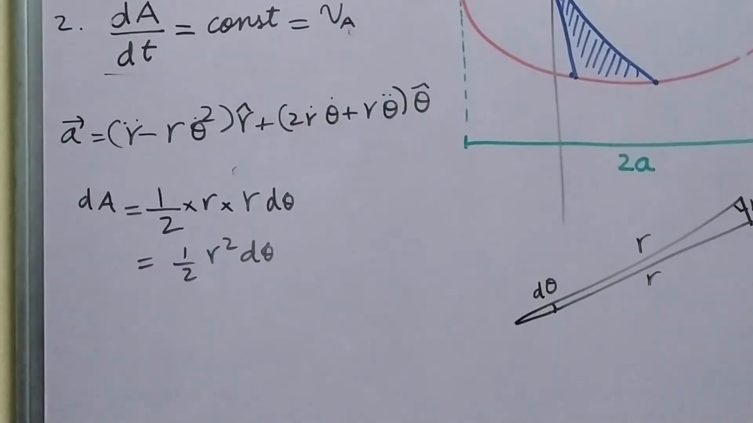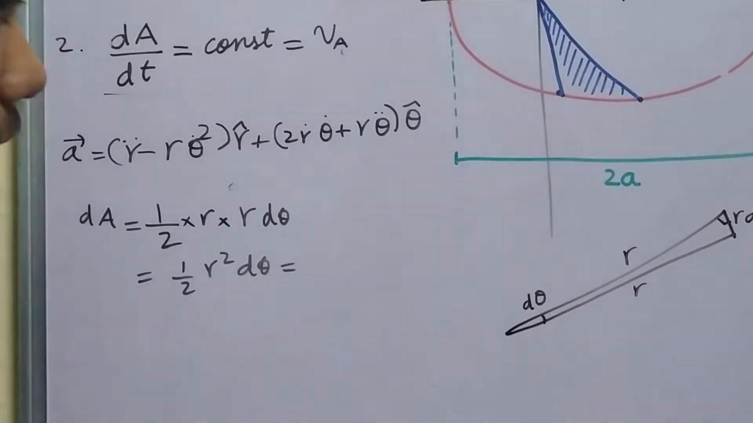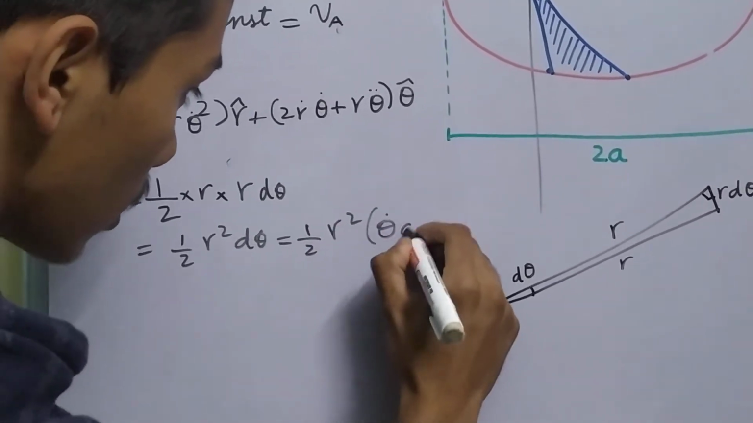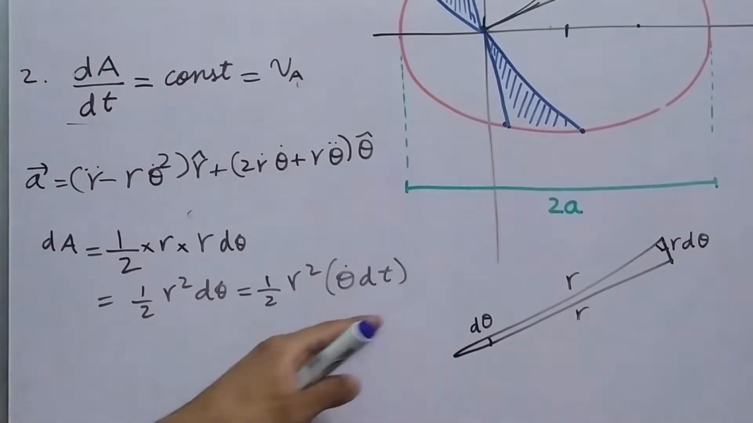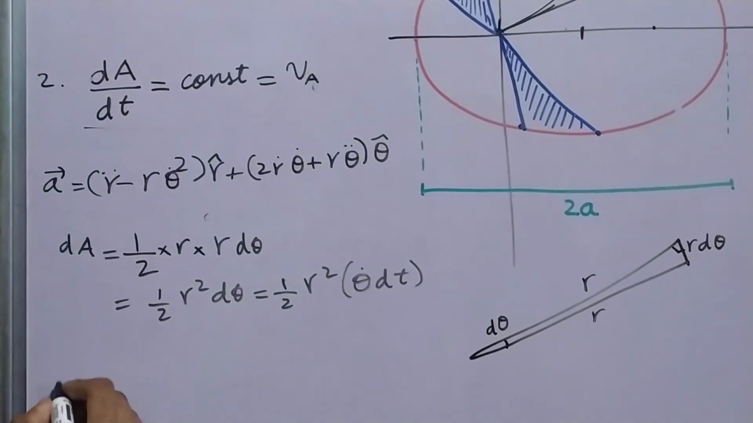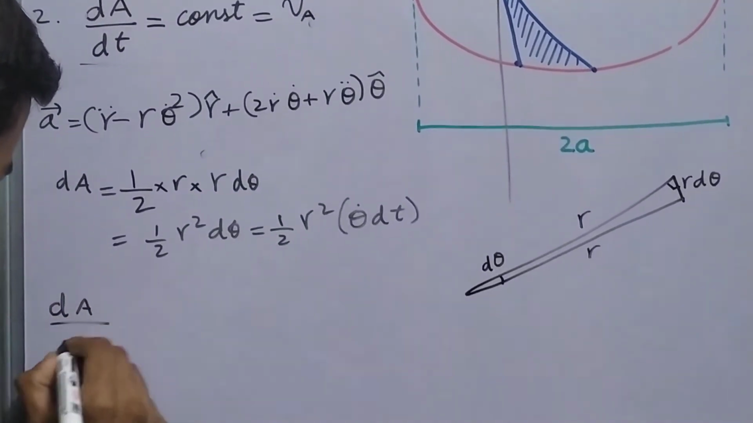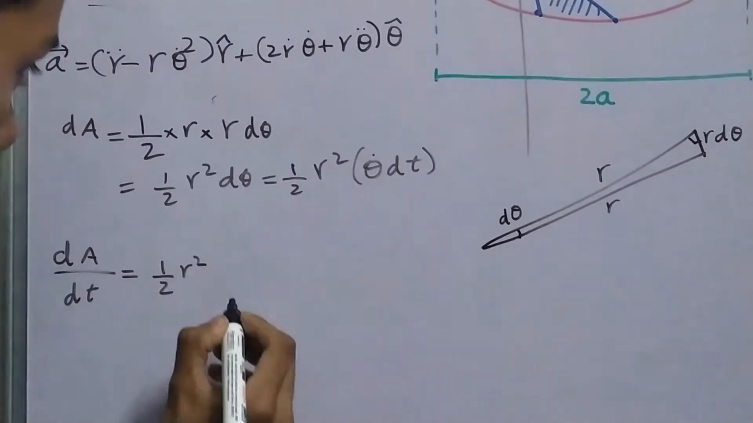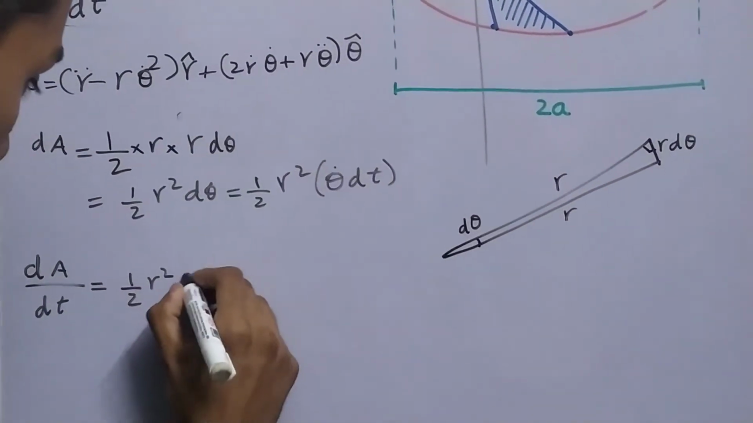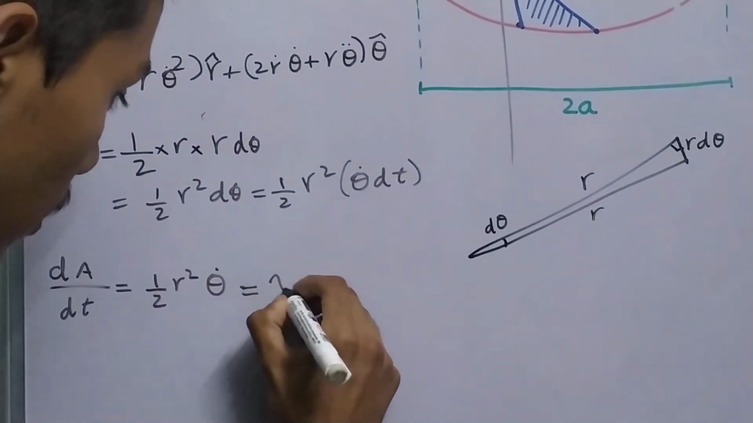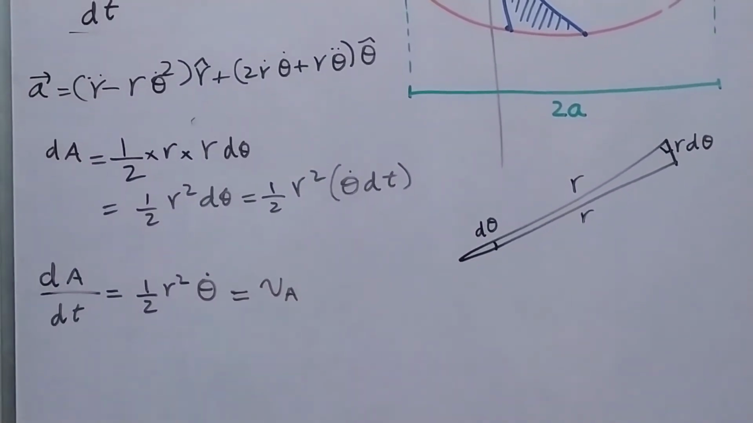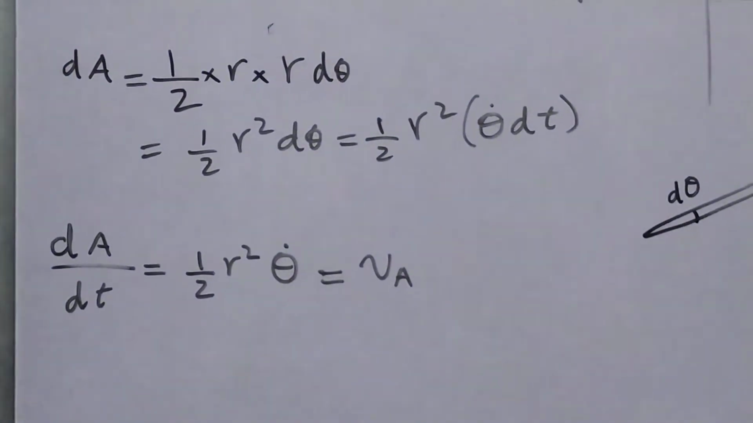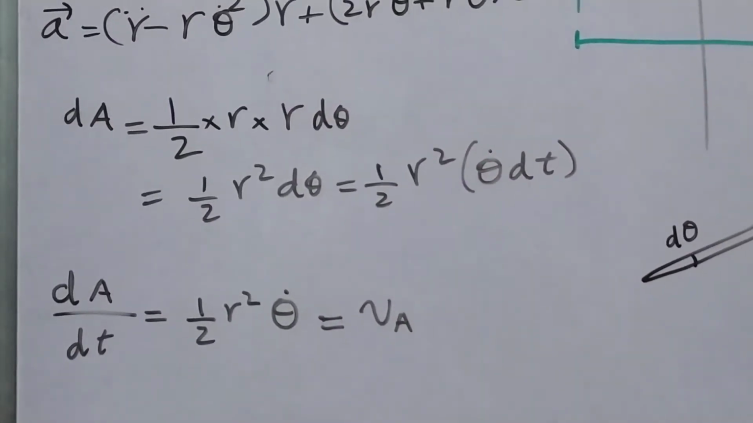Now d theta is just theta dot times dt. This is your d theta. So this gives that dA by dt is 1 by 2 r square theta dot, and this is your aerial velocity. This is the formula for your aerial velocity. Now this is constant for a planet.